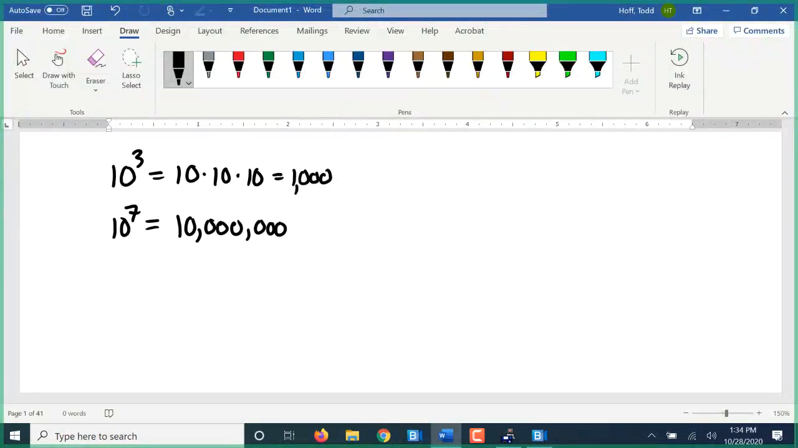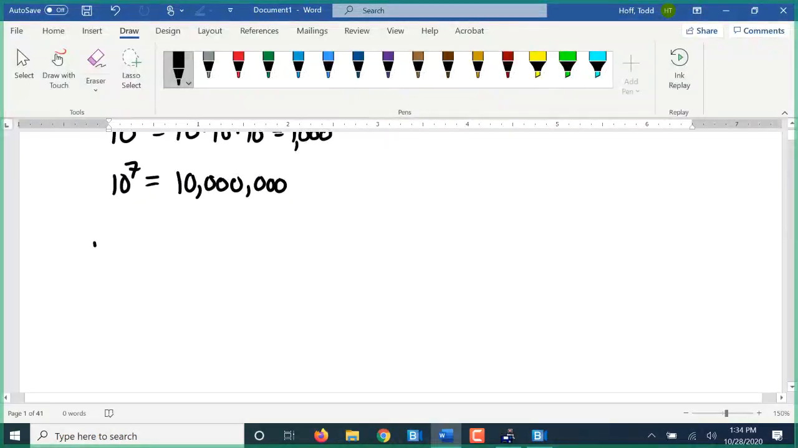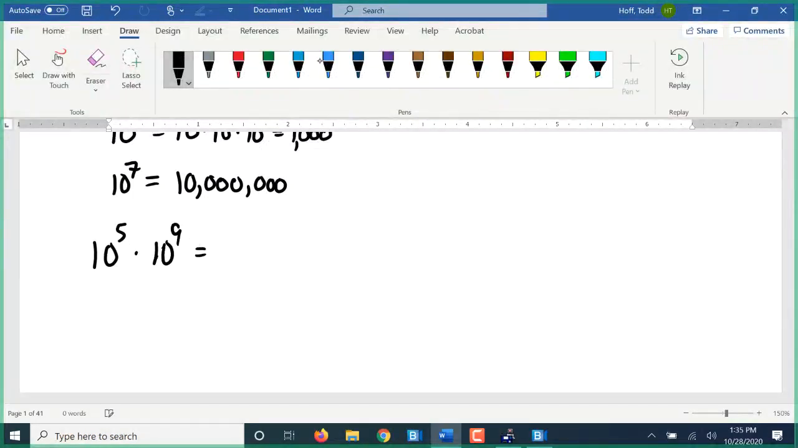Well, with that in mind, then, we can work with our powers of 10 just like we would with our variables. If I had 10 to the 5th times 10 to the 9th, I'm multiplying exponents with like bases. They both have a base of 10. I can add the powers. 5 plus 9 is 14. That's 10 to the 14th.